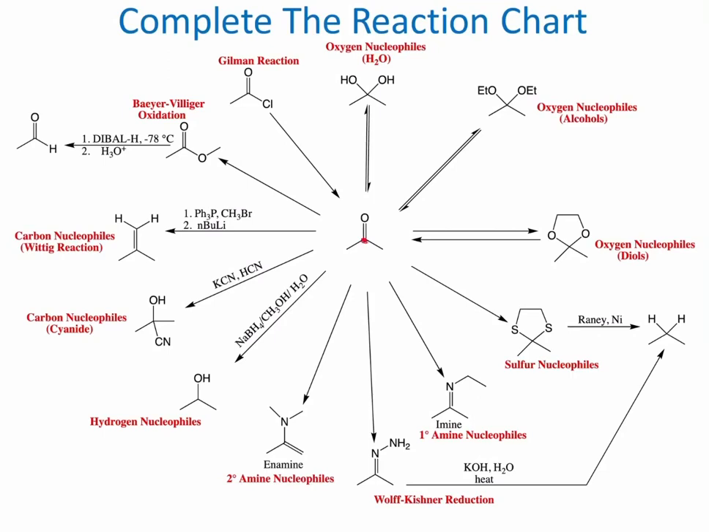For example, we can use water in the presence of sulfuric acid to form a hydrate. Or we could use an alcohol, like in this case ethanol, in the presence of sulfuric acid with the use of heat to remove water to form the acetal.